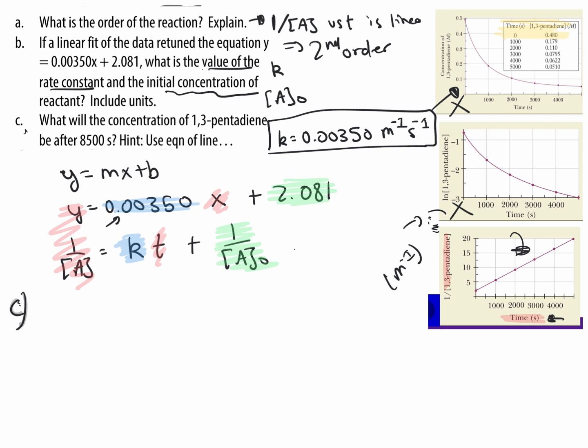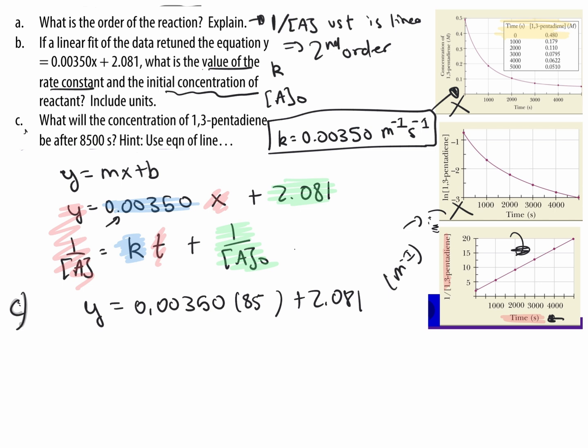Okay, so for part C, concentration of 1,3-pentadiene after 8,500 seconds, it gives us the hint to use the equation of the line. That's often the easiest way to do this type of problem. So all we're doing here is plugging into y is equal to 0.00350 x. We do have proper units on it, but I'm just going to leave them off for now for the sake of writing. 8,500 seconds, that's our value on the x-axis. So since I have my time here, I can plug that in for x. Time is equal to x.